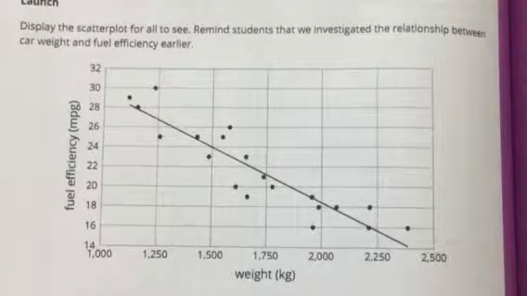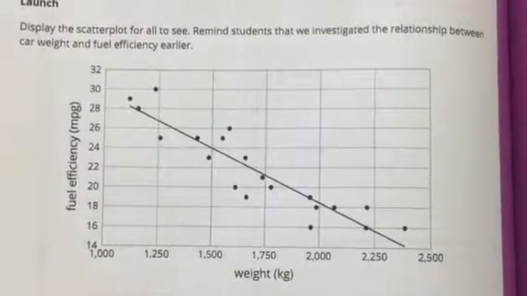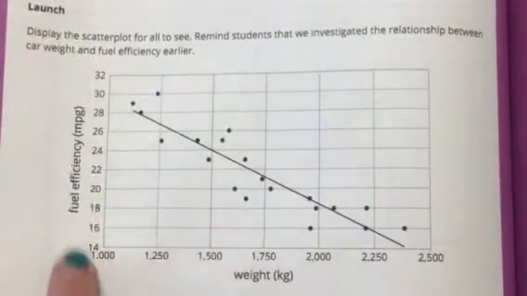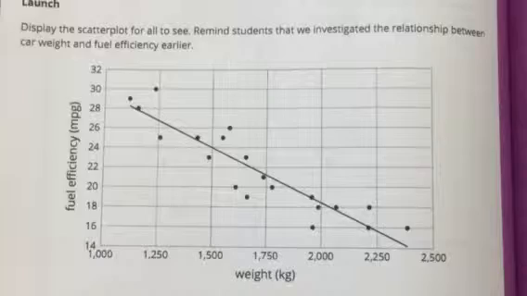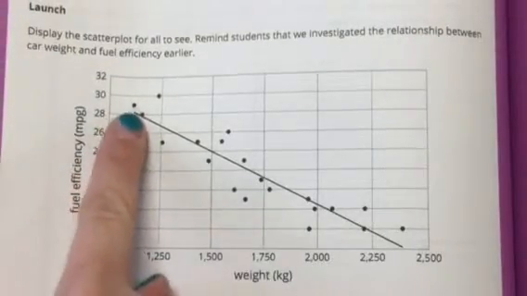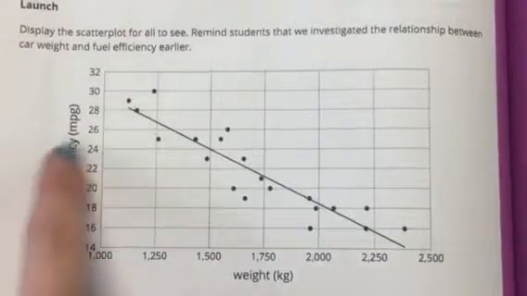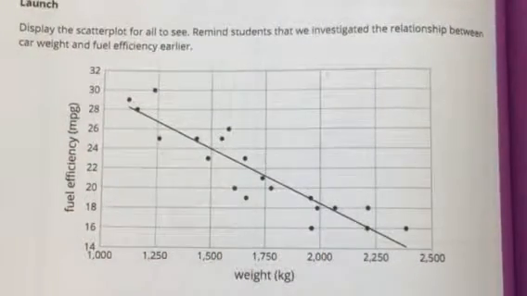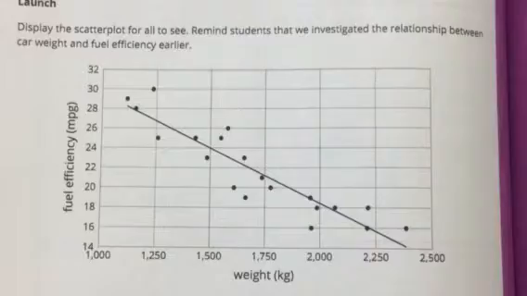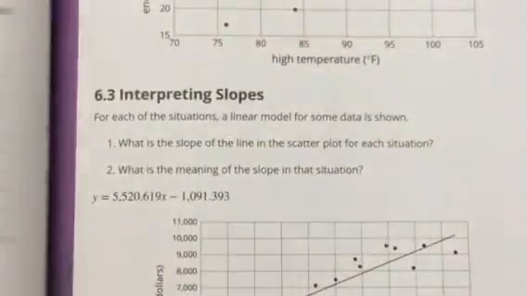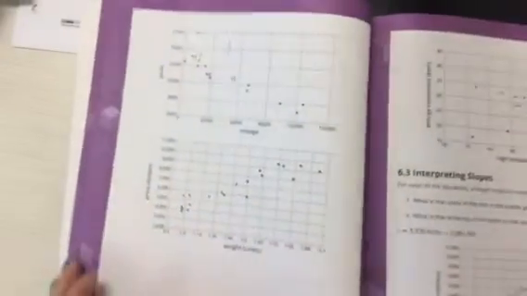Take 10 seconds by yourself to think about, as my car weight is increasing, what is happening to my fuel efficiency? So hopefully you see that the fuel efficiency is decreasing as your car weight is increasing. So we have a negative association. Our slope would be negative, okay? You're going to be doing that exact same thing with the graphs in 6.2.